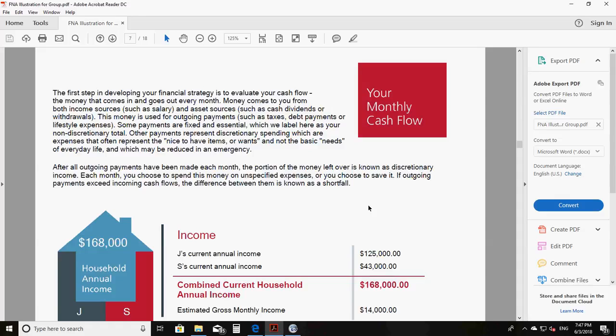Some of this we basically have to pay. It's fixed and essential that we label here as non-discretionary total. Other payments represent discretionary spending, which are expenses that we choose to have. It's the nice-to-have items, the wants, not the basic needs of everyday life. So they can be reduced to free up cash flow to put to work towards goals and dreams, or they can be dramatically reduced in an emergency situation if necessary.